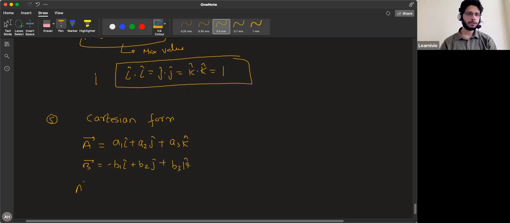And if I ask you to calculate A dot B, then the coefficient of i cap in A is A1, the coefficient of i cap in B is B1, so it's A1 B1. Just multiply the coefficients, nothing else. Similarly, the coefficient of j cap is A2 and B2, so this is A2 B2.